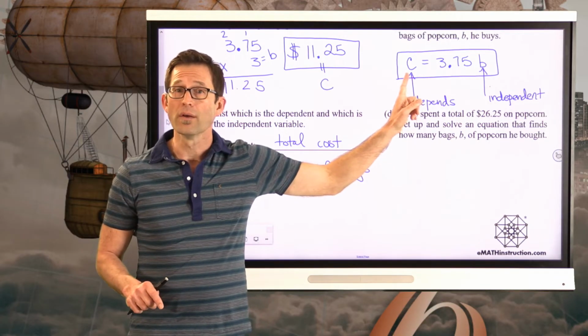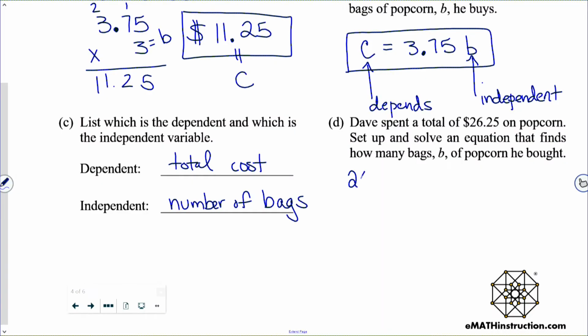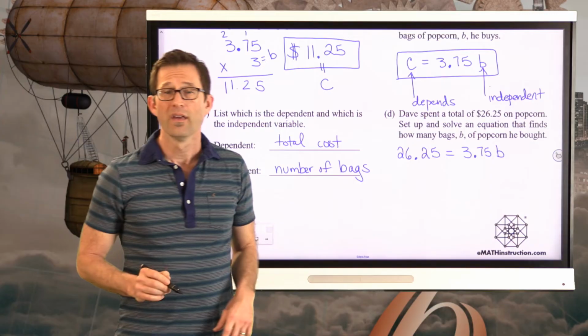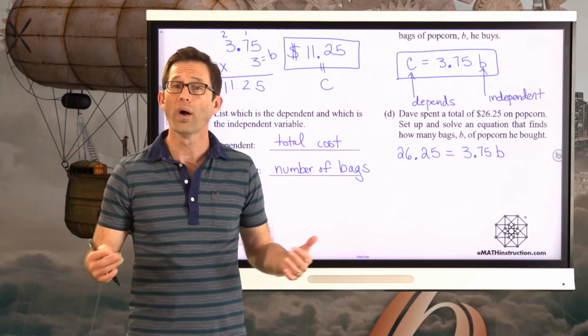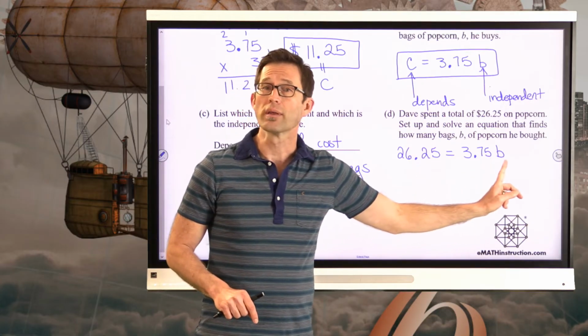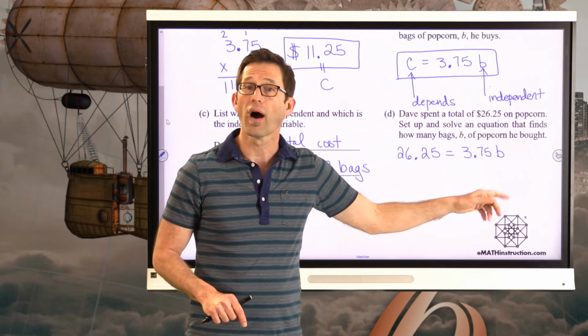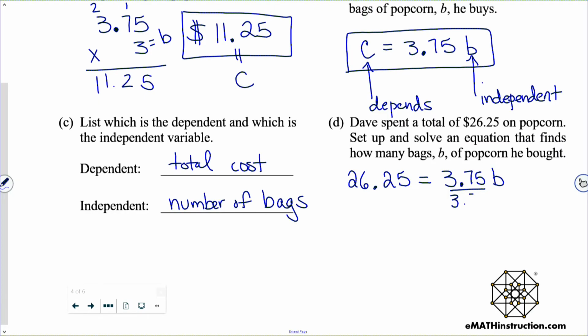Again, we know the value of C. We don't know the value of B. So our equation would look something like this: 26.25, that's our cost, equals 3.75 times B. Now, we've solved equations in this course, and we've solved just what are called one-step equations. I need now to solve this for B. I'm currently multiplying B by 3.75. I want to get rid of that. So what I'll now do is divide both sides by 3.75.